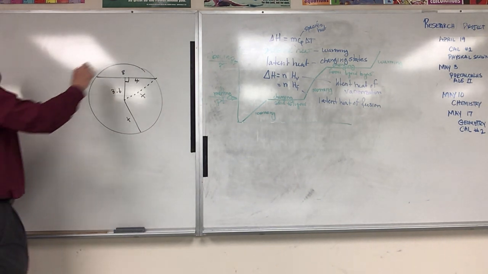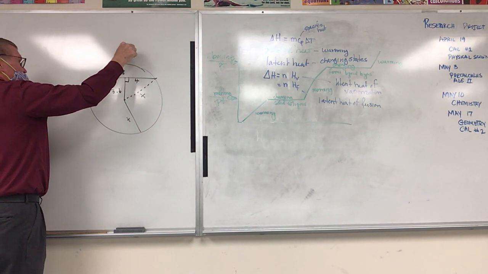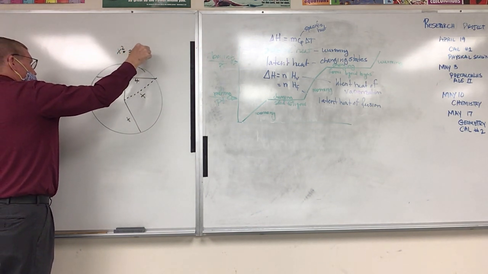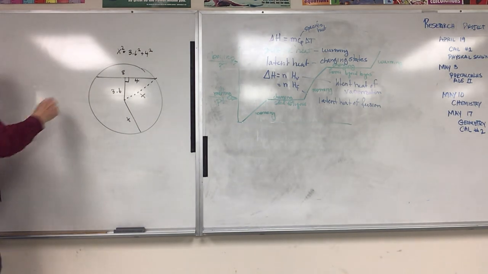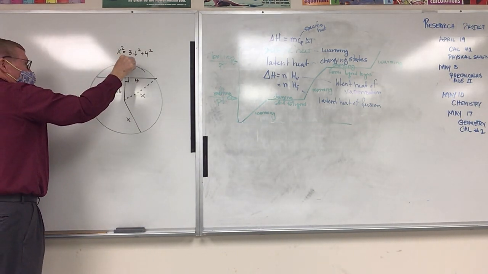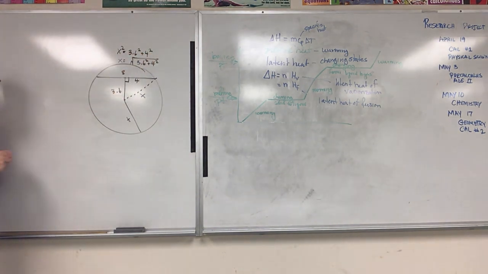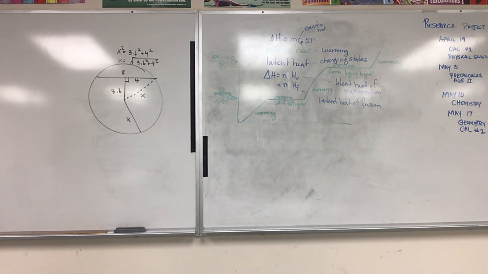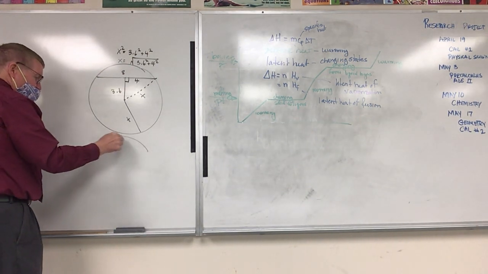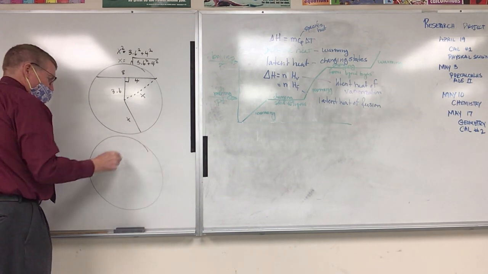I can find X by doing what? Pythagorean theorem. X squared equals 3.6 squared plus 4 squared. X equals the square root of 3.6 squared plus 4 squared. So it's 5.4. 5.4 is the answer.